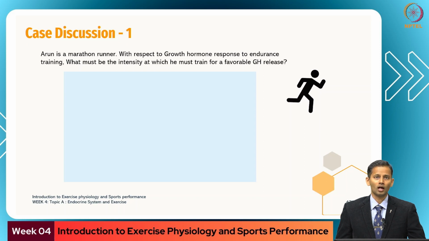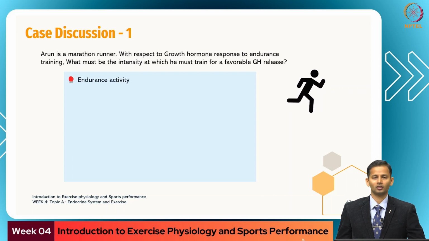With respect to growth hormone response to endurance training, what must be the intensity at which Arun must train for a favorable growth hormone release? So, you know about growth hormone, how it is released, what is its function. So, what is the type of exercise training that you need to incorporate in this endurance training as a marathon runner in order to have a favorable growth hormone release?